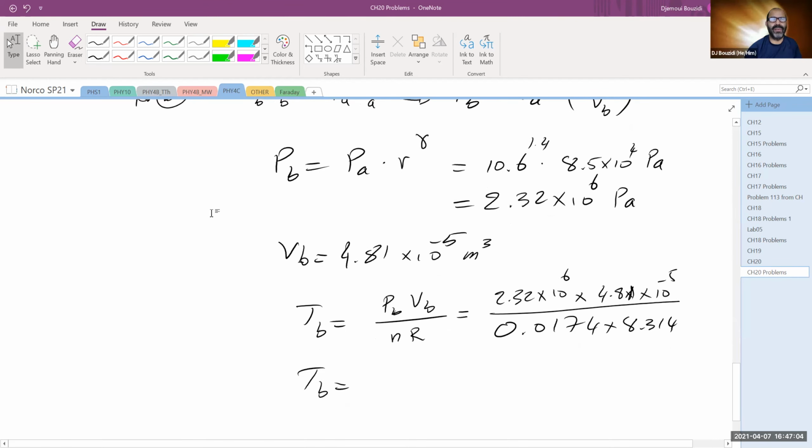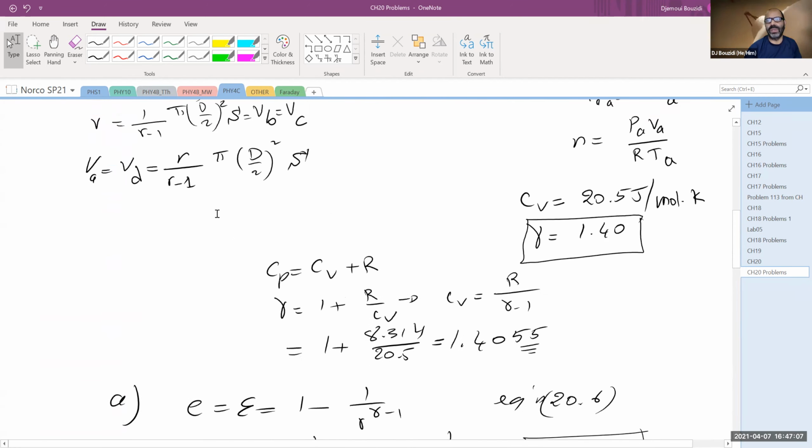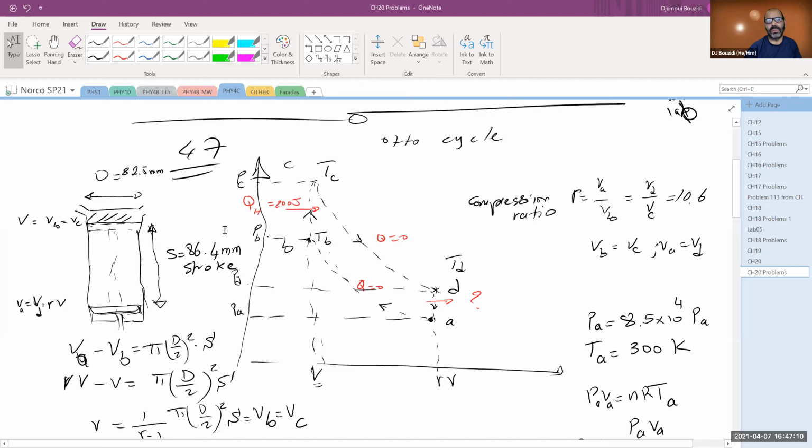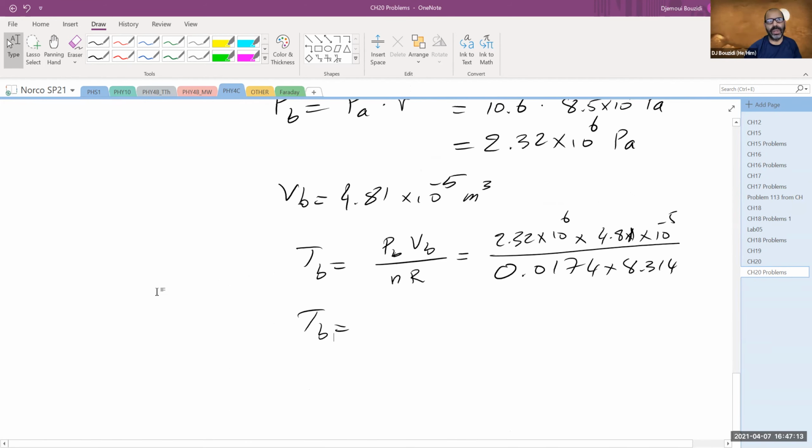It should be a higher temperature. From the graph, it should be more than 300 Kelvin, if you guys remember. This was 300 Kelvin. So this has to be a higher temperature because it's sitting higher than the other one. They are not on the same isothermal. So again, 2.32. The powers in here, I only have to cancel this and that, and I'm just left with 1 in here, times 10 times 4.81 divided by, open parentheses, 0.0174 times 8.314, and close the parentheses. And the answer is 771 Kelvin, as expected.